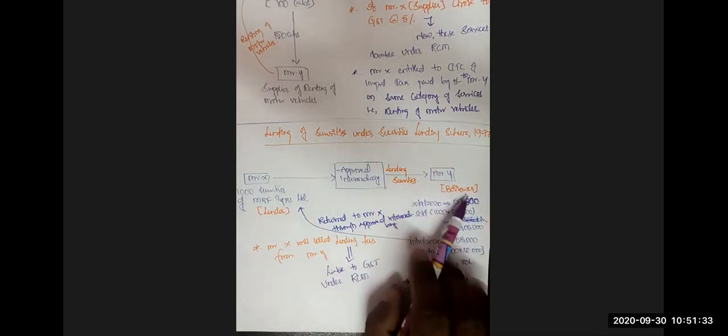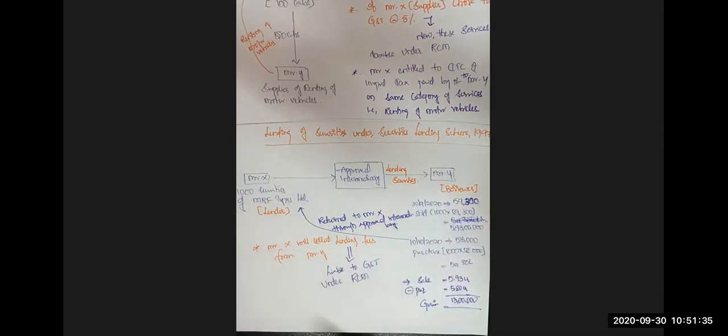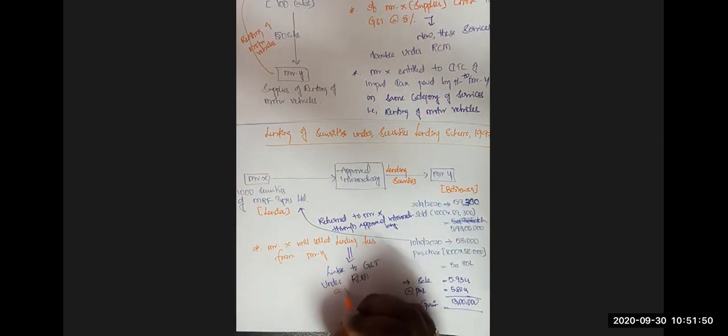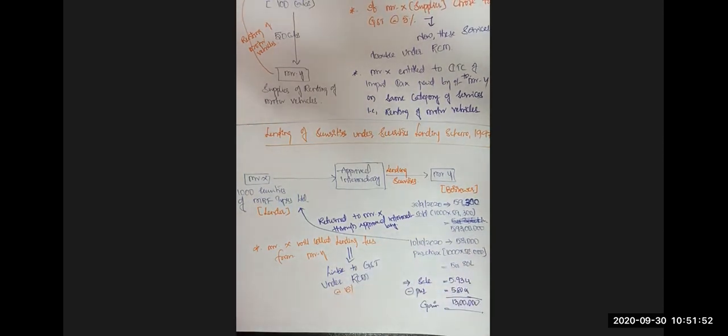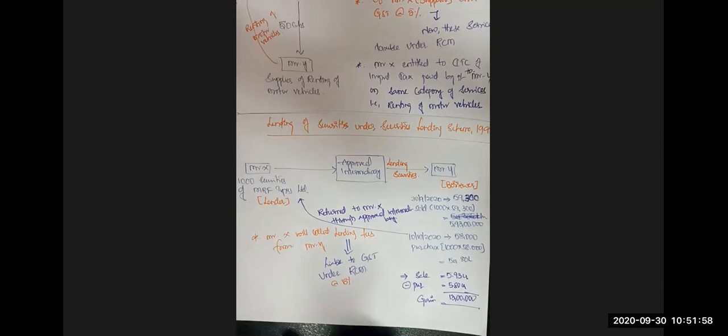Now Mr. Y, being the borrower of the securities, being the recipient in this particular transaction, has to pay the tax under reverse charge mechanism. Any doubts? And here the rate of GST applicable is 18%. Clear? Right. So with that, we have completed the amendments in the chapter charge of GST.